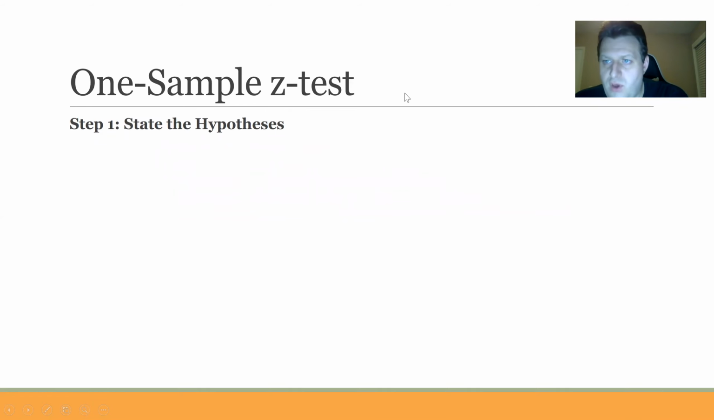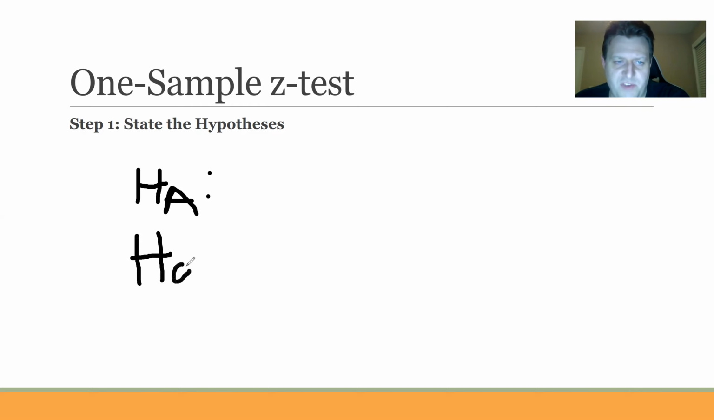Okay, let's go about our business and state the hypotheses. We have our null hypothesis and we have our alternative hypothesis. Let me start off by writing them out. The way that I'm going to refer to my alternative hypothesis is H sub A. My null hypothesis is going to be H sub 0.